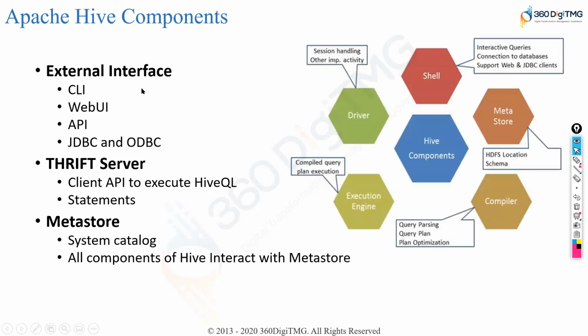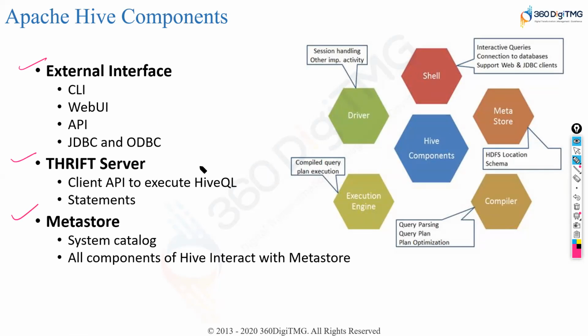Now, these are the components of Apache Hive. You can see these Apache Hive components can be broadly classified into three parts. External interface, this is where you will be typing your commands. It's like your grunt shell in Pig. Here we have command line interfaces or various other web interfaces which allow us to write SQL queries.